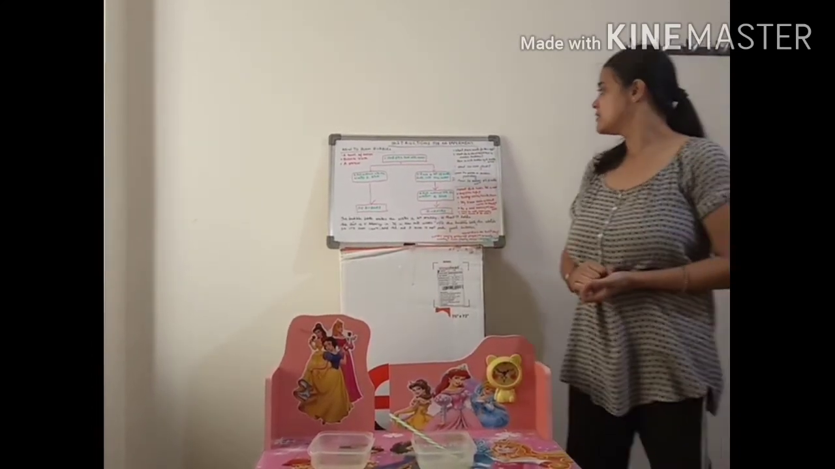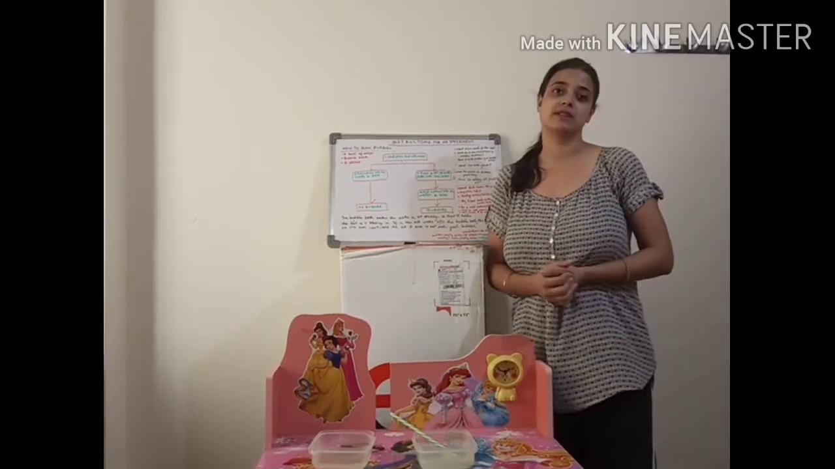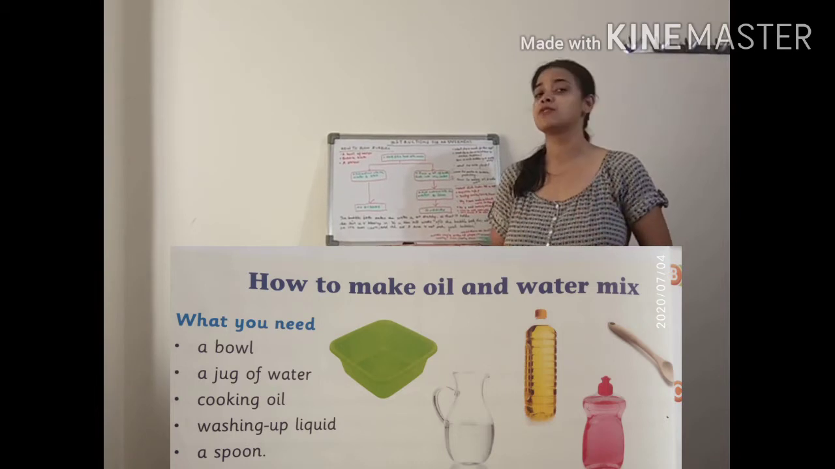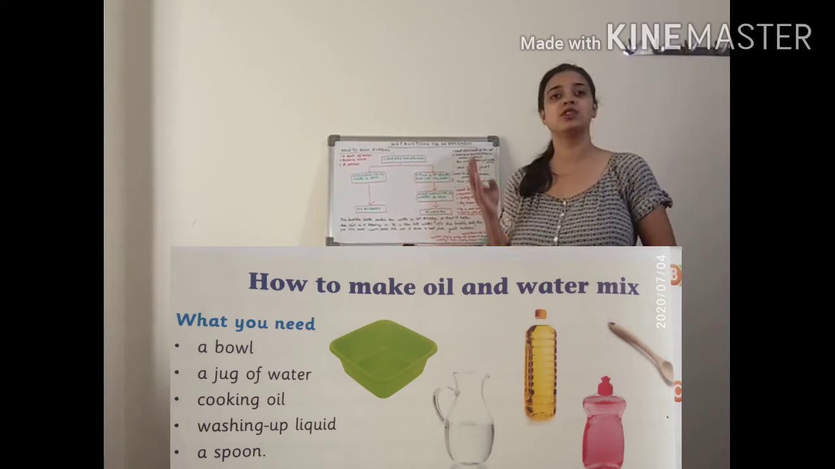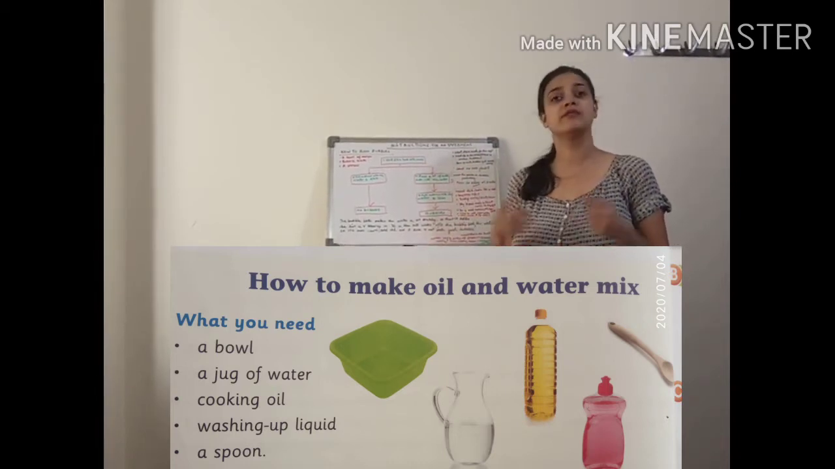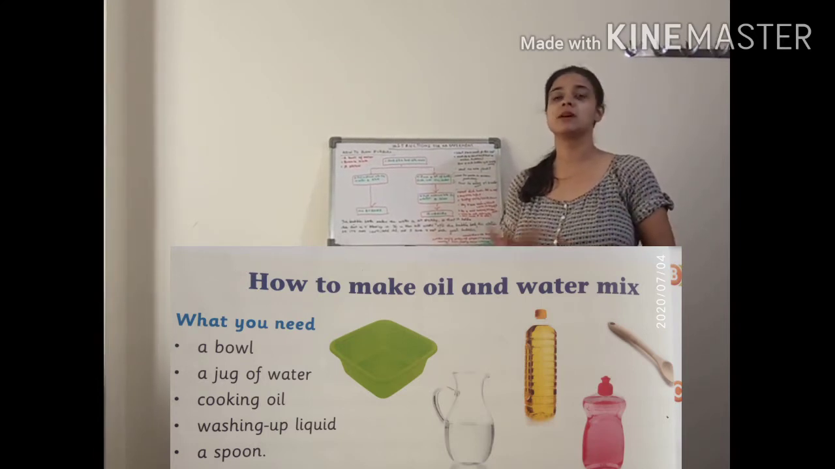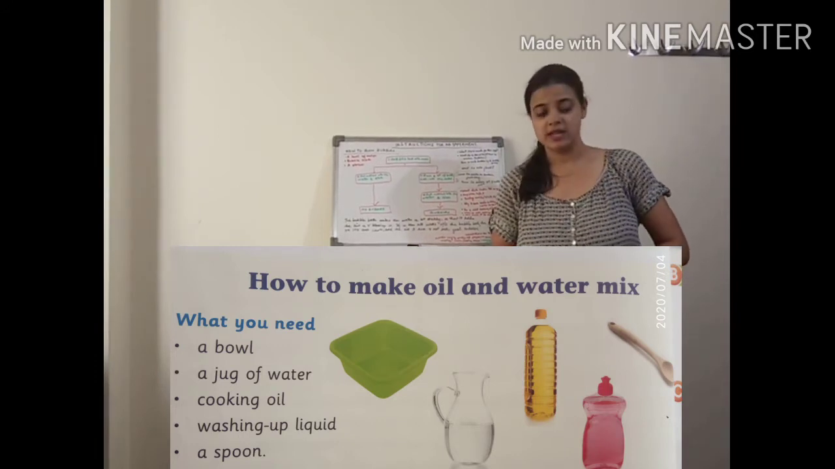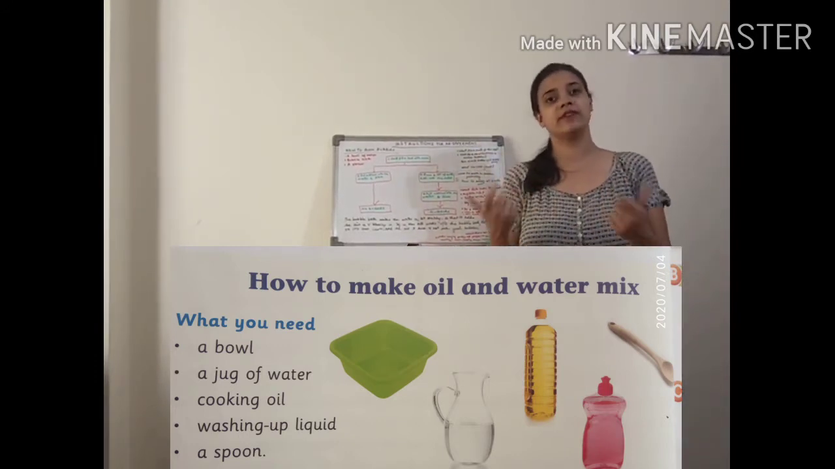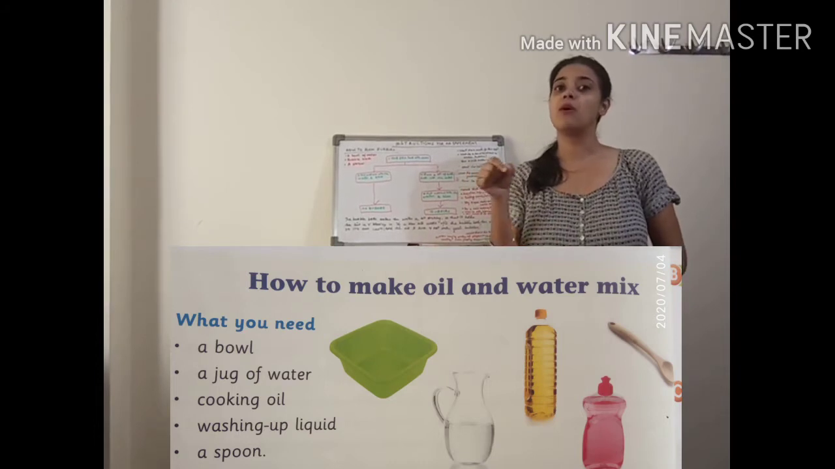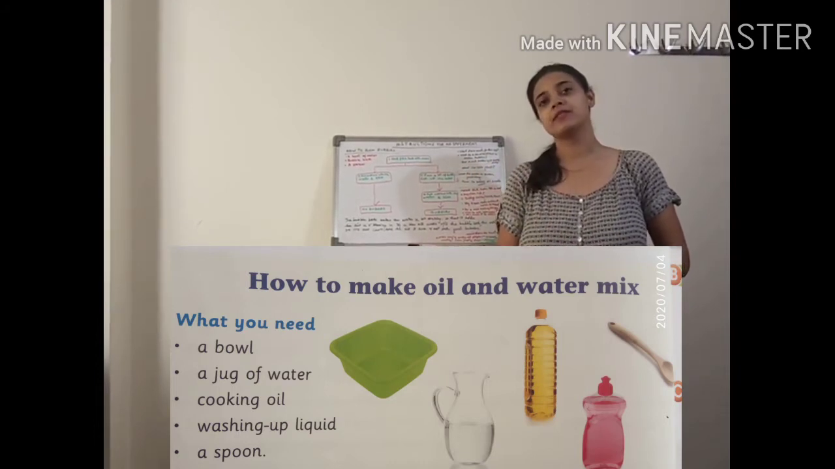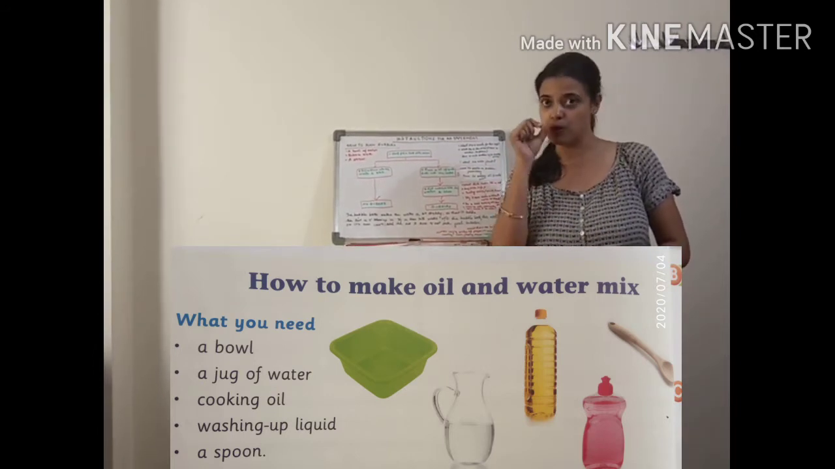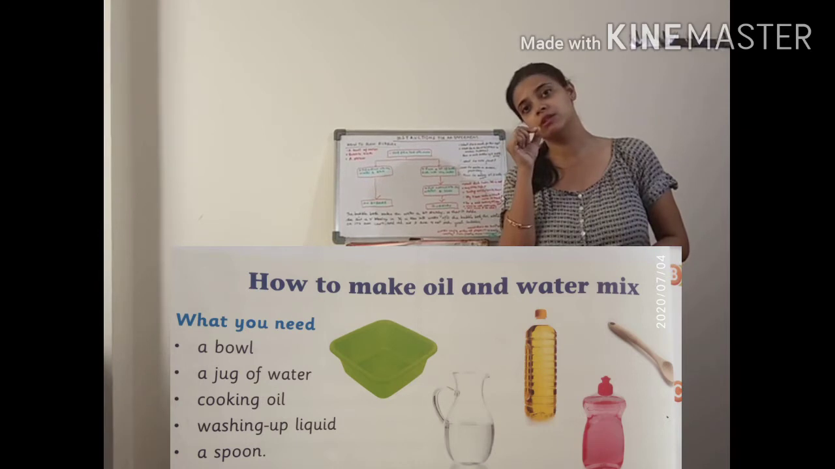Now, we will see how to make oil and water mix. You can see the picture below. It gives you the necessary equipment for this experiment. You need a jug of water, a straw, a vessel, some washing up liquid, and some oil. Now what you do is you pour the water in the vessel. Pour some oil inside. Then you pour the washing liquid inside. Then you take the straw and blow air with the straw.